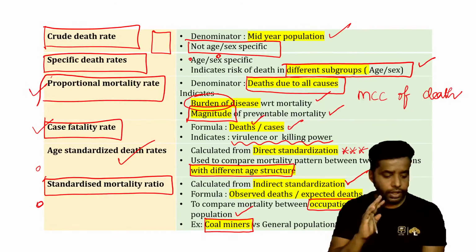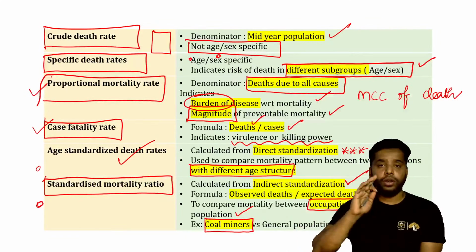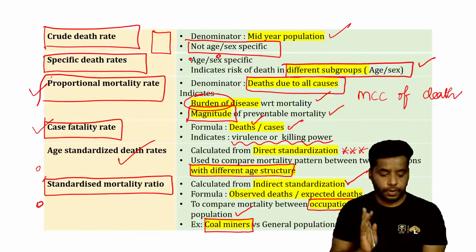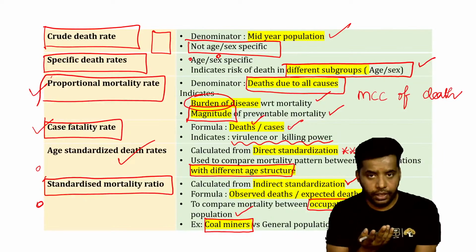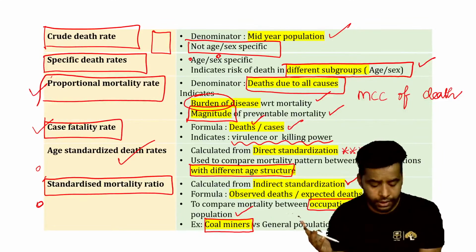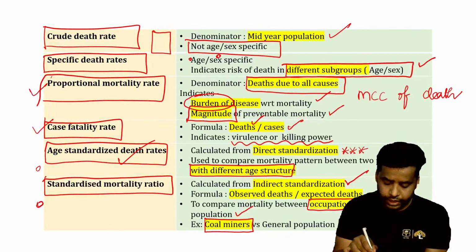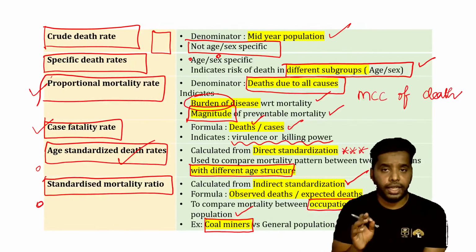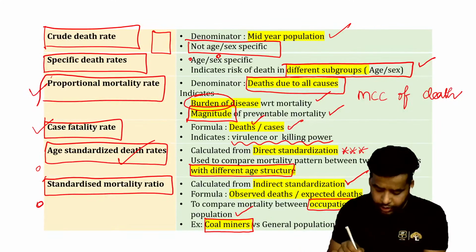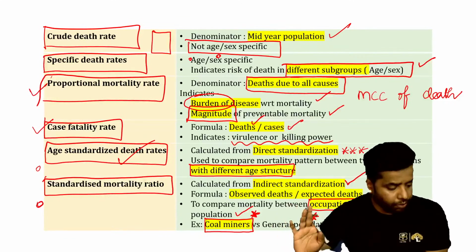Now tell me one by one. 1, 2, 3, 4, 5. Crude death rate is used for the whole population. Specific death rate for subgroups. Proportional mortality rate shows burden. Case fatality rate shows virulence. Standardized death rates for populations with different age structure, and standardized mortality ratio for comparing the mortality pattern between an occupation and general population. Keep this in mind. These are some important questions.